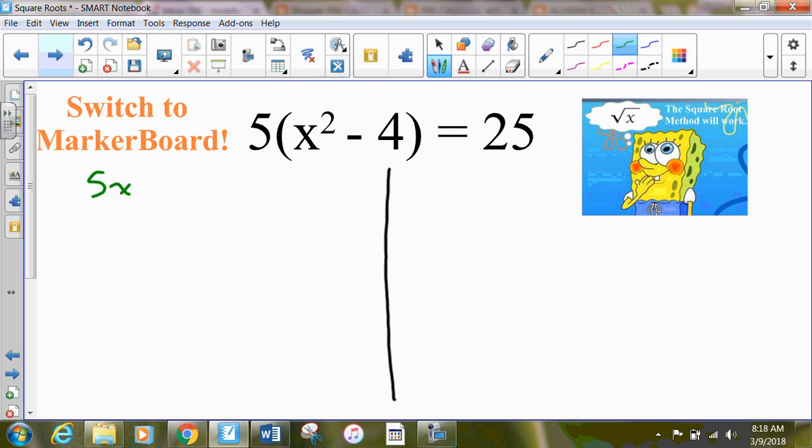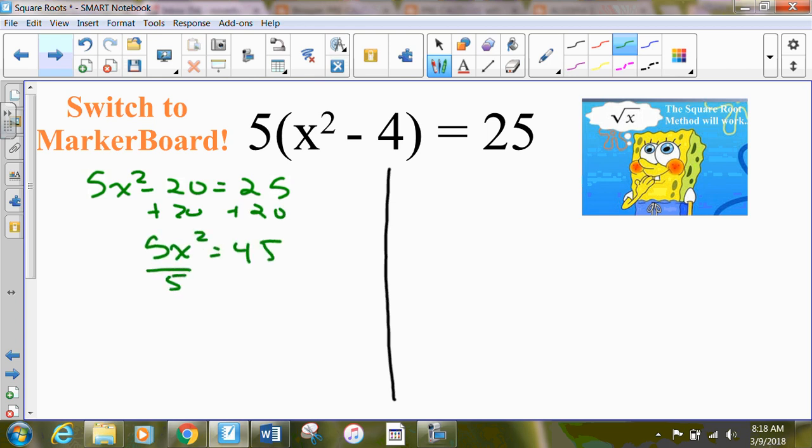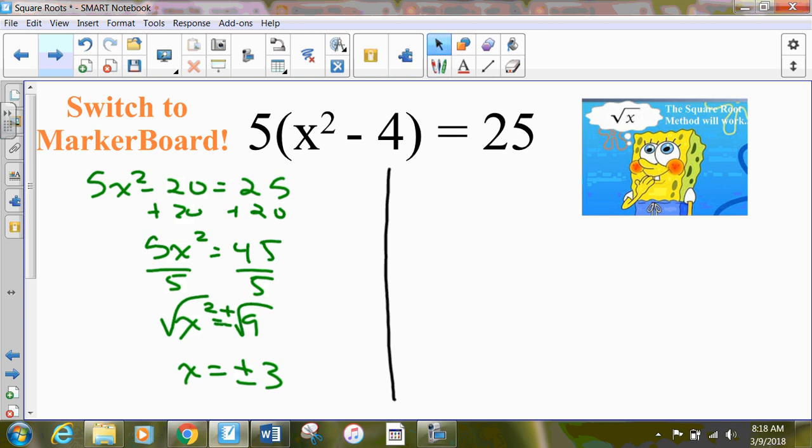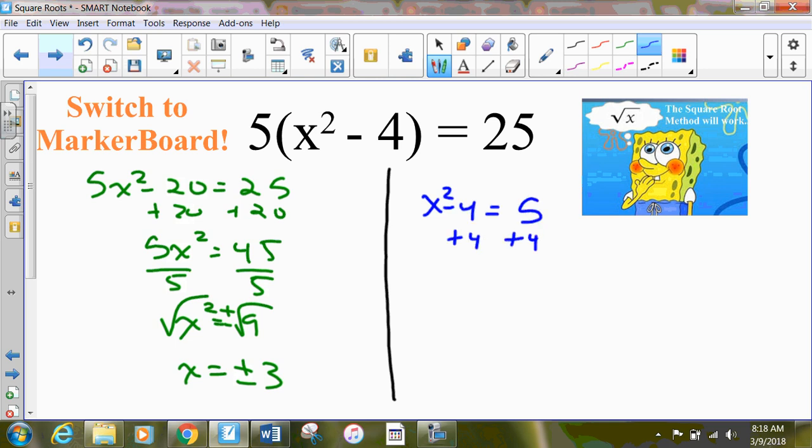Okay, welcome back. The first way would be if you chose to distribute. The second way would be if you decided to divide both sides by 5 right away. Either way, we get the same answer.